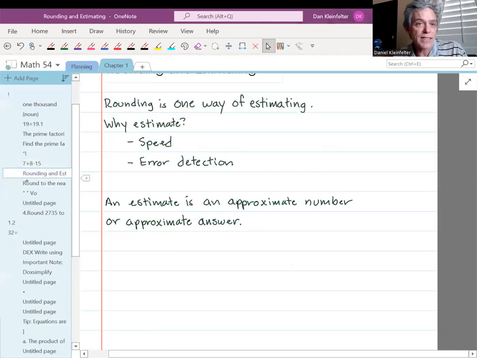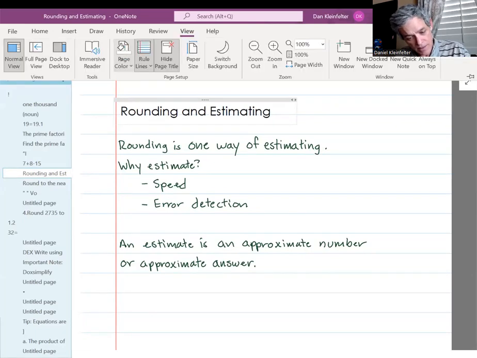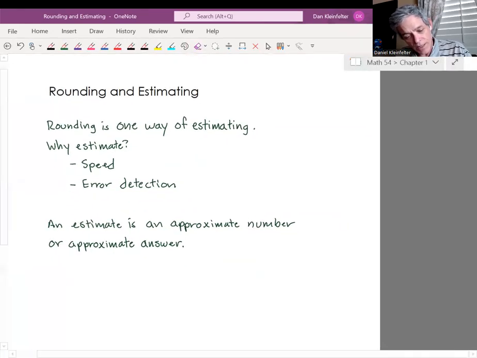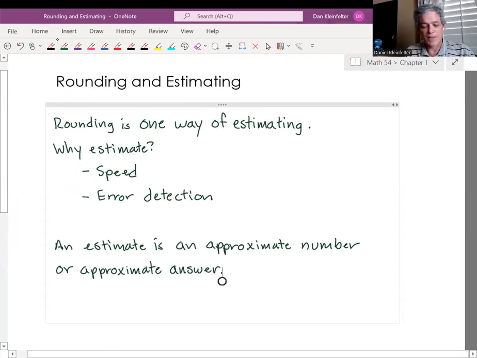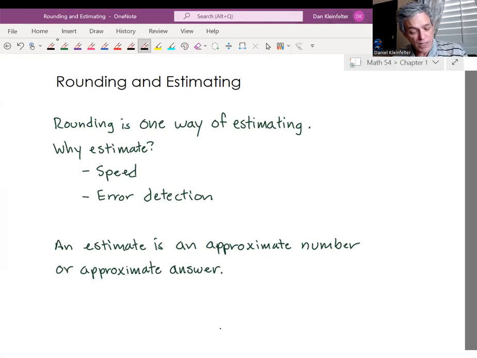Okay, the next subtopic for this section is about rounding and estimating. So let's take a look at that. Let me turn off those lines first. Okay, so rounding and estimating. So first of all, what's the difference and the value for each? An estimate first is an approximate number or approximate answer. If you want to make an estimate of something, you're making a guess or an approximate answer.